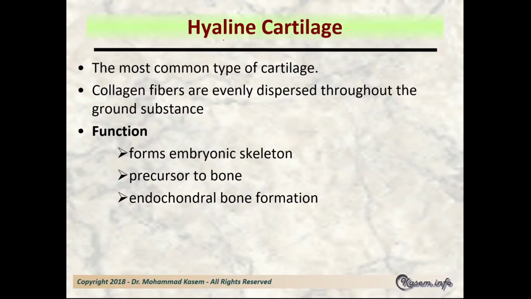Hyaline cartilage is the most common type of cartilage. If you look at our skeleton, you'll find it is the most widely found type of cartilage. Cartilage fibers are evenly dispersed throughout the ground substance and are actually invisible. And the functions of hyaline cartilage: if you remember where we can find it, it forms the embryonic skeleton and acts as a precursor of bones and helps in endochondral bone formation.